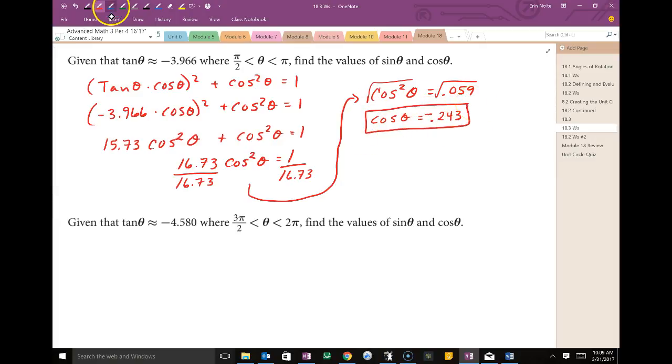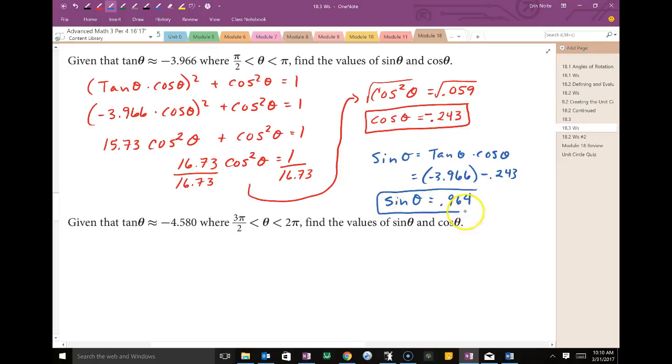Okay, so now how do you want to go about finding your sine? Should we use Pythagorean identity or should we use the tangent identity? Tangent identity. Tangent identity, I like it. Okay, so the sine is going to be tangent times the cosine. So if we plug in the information that was given, negative 3.966 times what we just found of negative 0.243, you get 0.964. Okay, good. And is our sign positive or negative in the second? Positive.